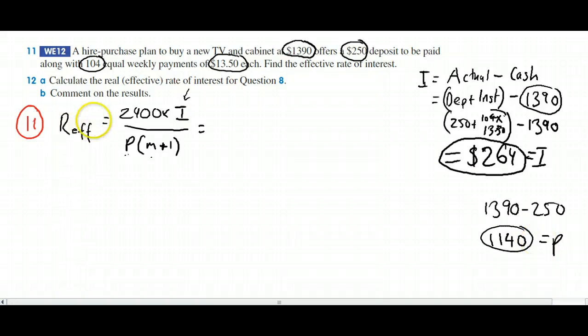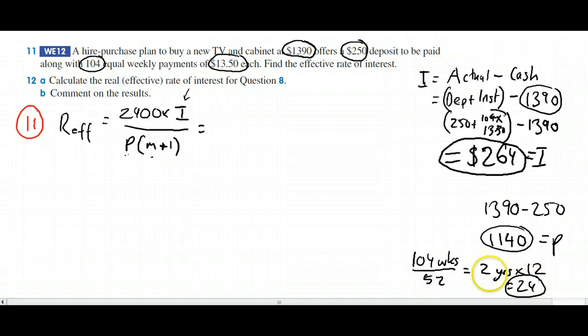And finally, the number of monthly repayments. We know how many weekly payments there are, so we need to convert that into a number of months. It's hard to convert weeks directly into months because there isn't a definite conversion factor. But what we can do is turn 104 weeks into years by dividing it by 52 weeks in a year. That gives us 2 years, and in 2 years there are exactly 24 months. So we know M is 24.